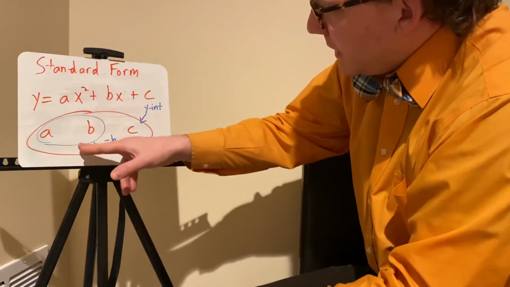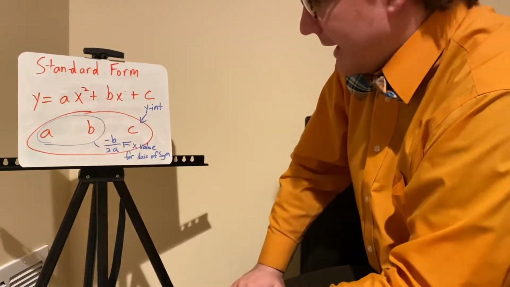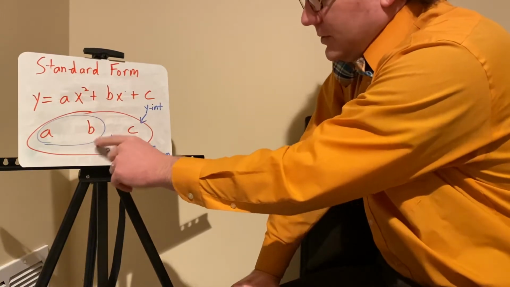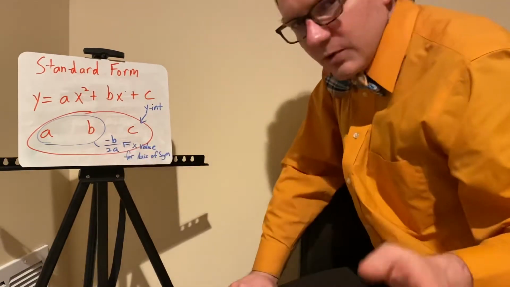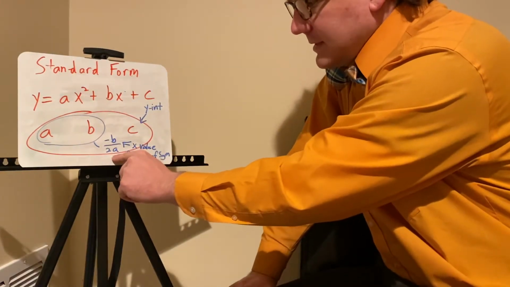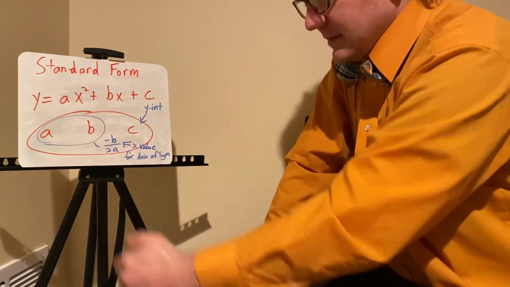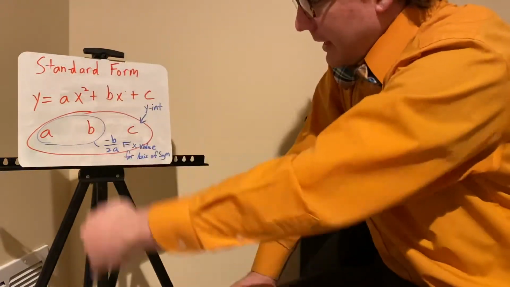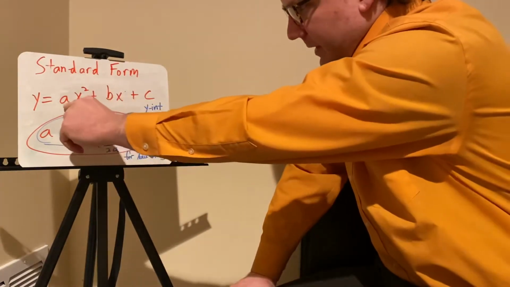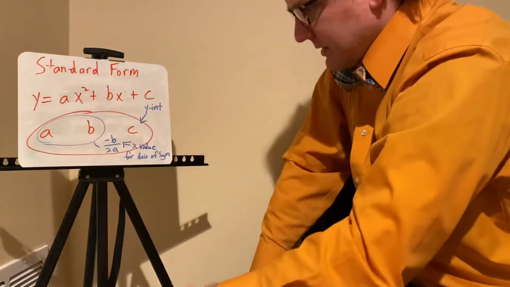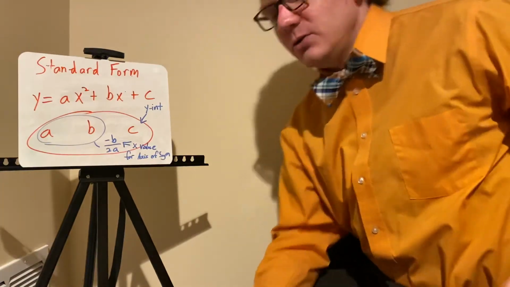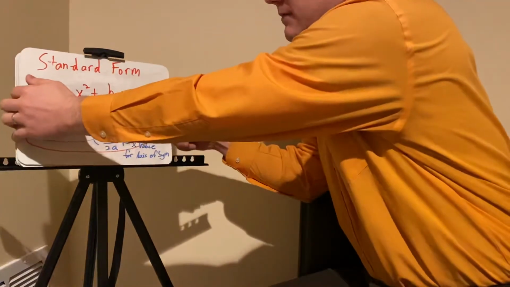Now a and b can be used to figure out the axis of symmetry. If you do negative b divided by 2a, and you'll see this negative b over 2a come up later on in future lessons, but for now, this is the x value for the axis of symmetry. The axis of symmetry is going to be a vertical line, x equals negative b over 2a. That's also the x value for where the vertex is. So you can use the axis of symmetry to figure out the vertex.